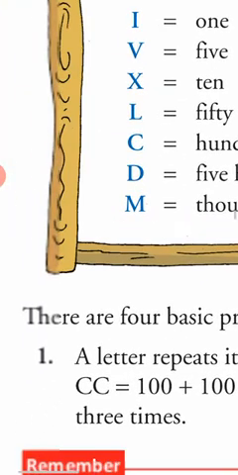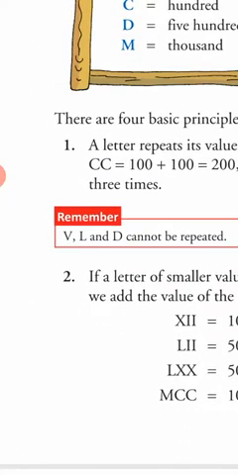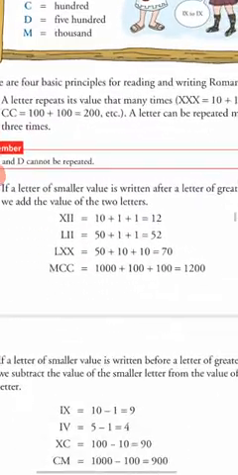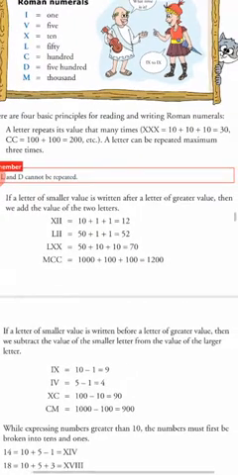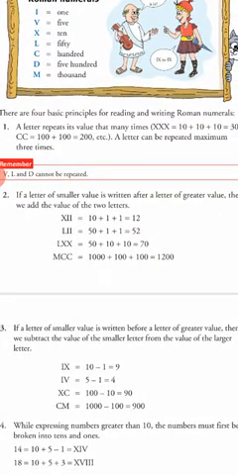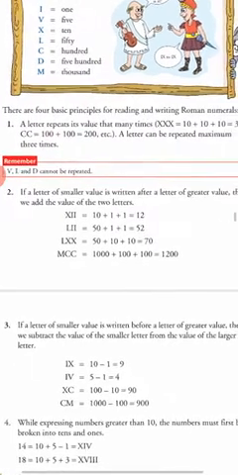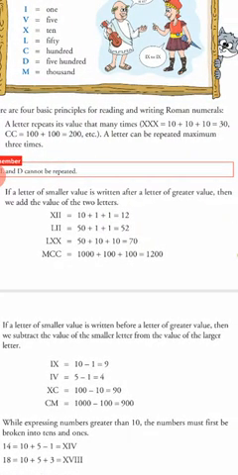Okay, so let us have a look at the 4 basic principles for reading as well as writing Roman numerals. Now here you can see a letter repeats its value that many times. That means if you want to write 30, then what you will do? You can repeat the same letter 3 times, but you cannot repeat it a 4th time. 3 is the maximum limit.